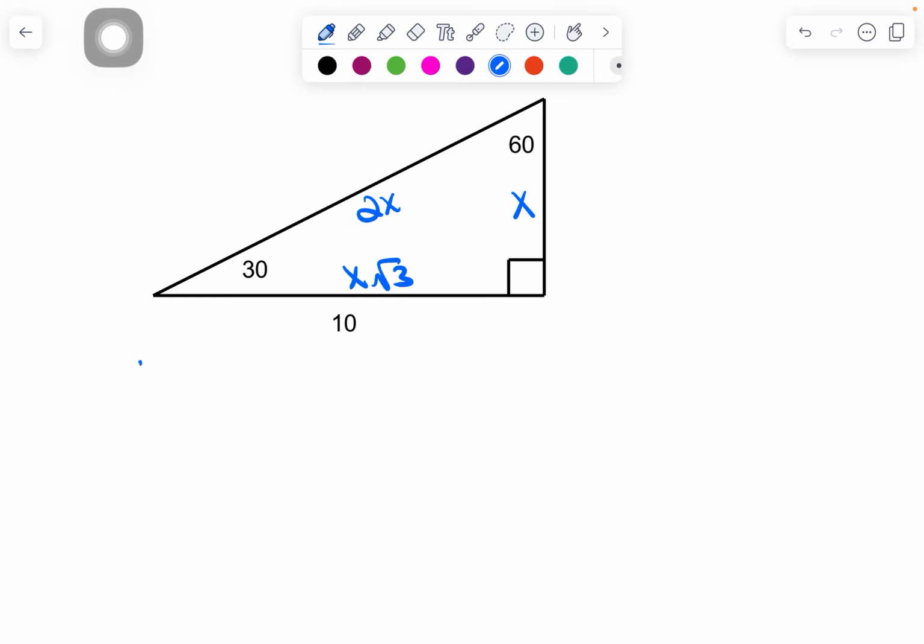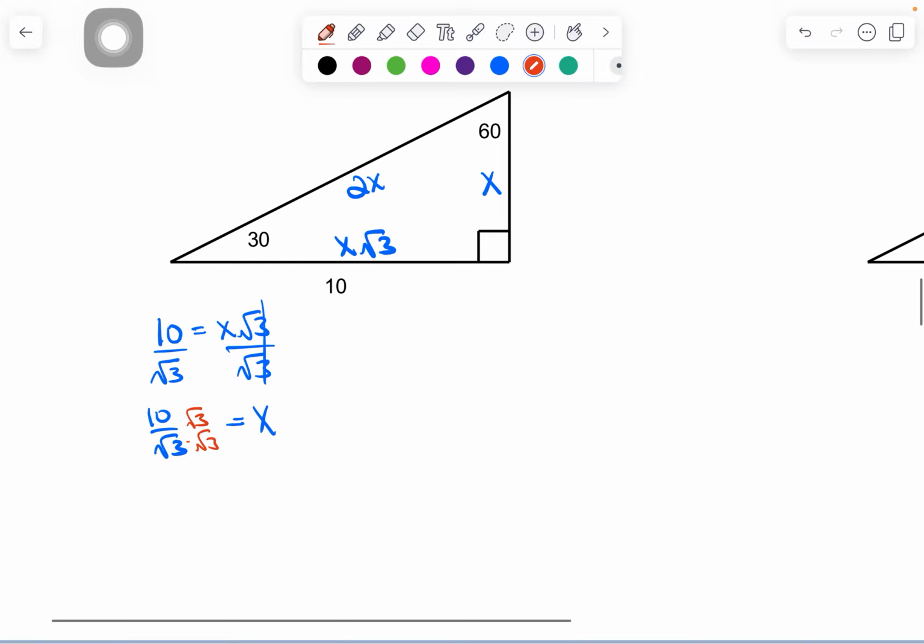I know that 10 is equal to x root 3. So to solve for x, I'm going to divide both sides by root 3. All right, so I get x is equal to, of course, 10 over root 3. I do not appreciate the fact that I have a root in the denominator, so I'm going to rationalize that out. So I'm going to multiply by root 3, top and bottom. That's going to be 10 root 3 over root 3 squared, right? Because I took root 3 times root 3, that's root 3 squared.